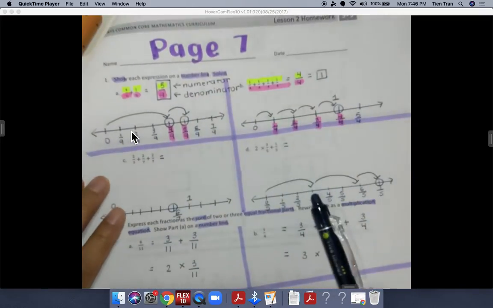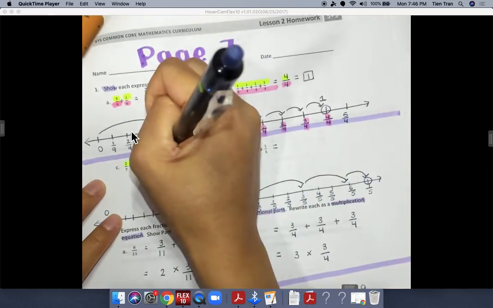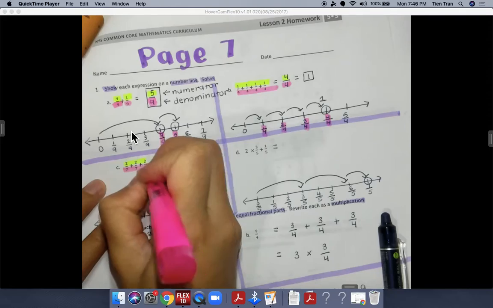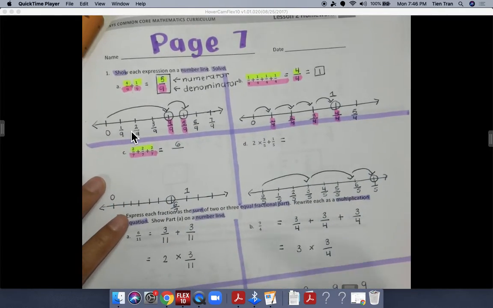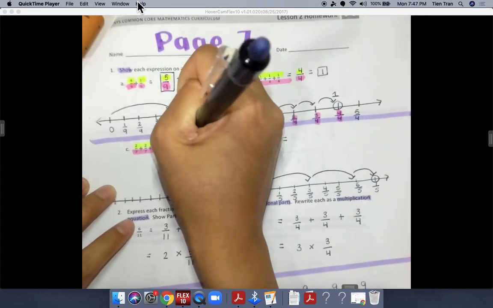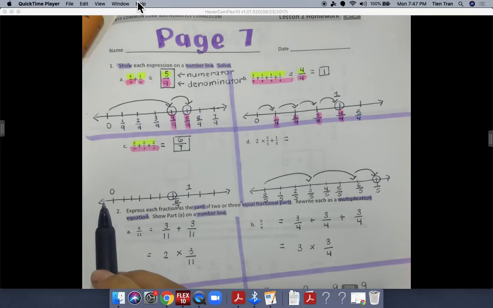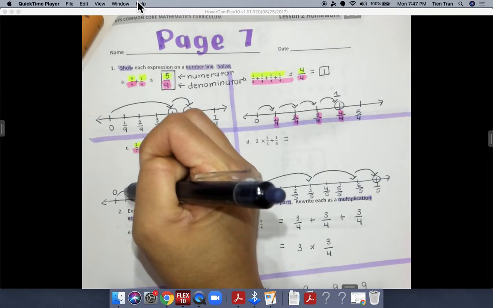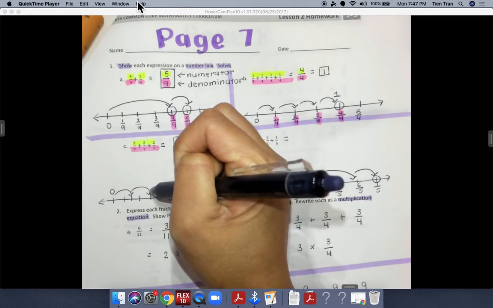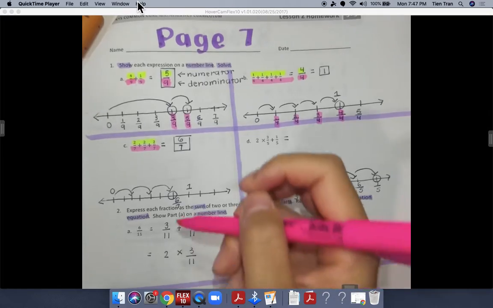I know that 2 plus 2 plus 2 is equal to 6. And then 7, 7, 7, remember that doesn't change. The denominator does not change. So I keep it as 7. So I have 6 sevenths as my answer. So I'm going to show you here. So we went 2 sevenths, and then 2 sevenths again, and then 2 sevenths again, and that is going to get us 6 sevenths.